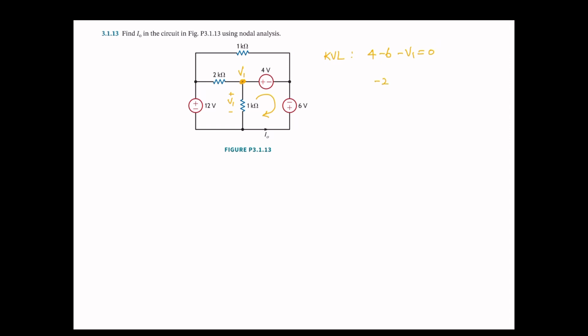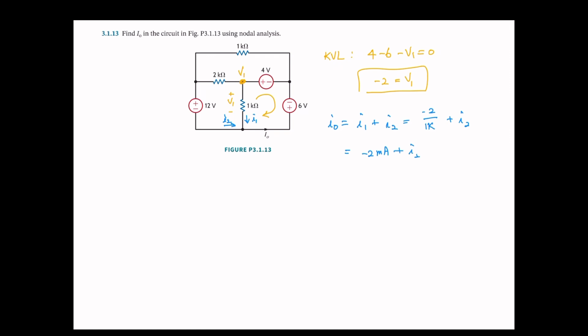Negative 2 equals V1. So we can find V1 right away. We need to find the current, so I sub 1 and I sub 2. Then I sub 0 equals I sub 1 plus I sub 2. And I sub 1 is V1 over 1K. So V1 over 1K plus I sub 2. So that is negative 2 milliamps plus I sub 2.